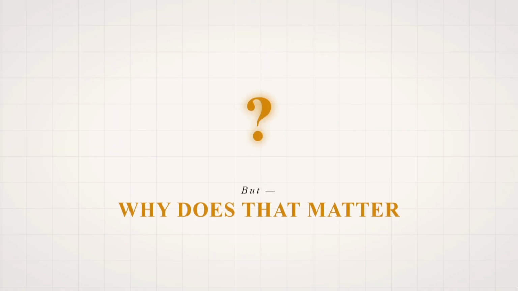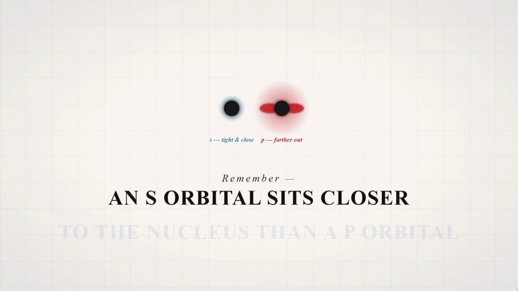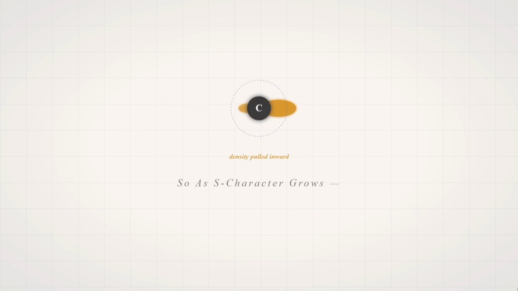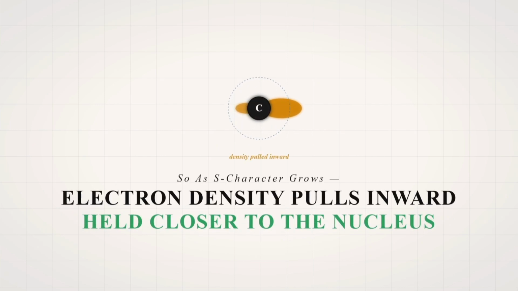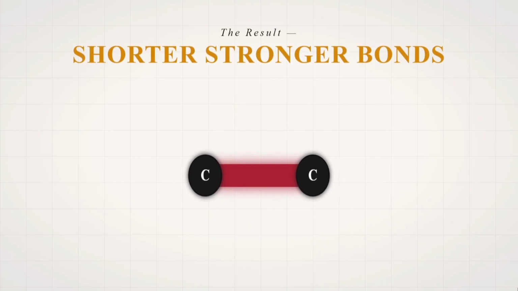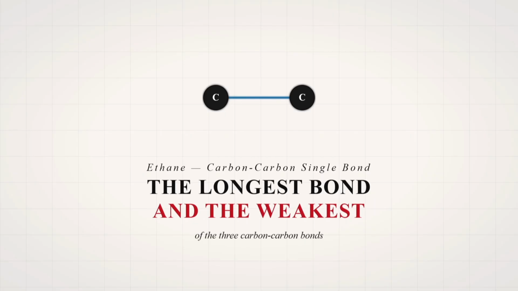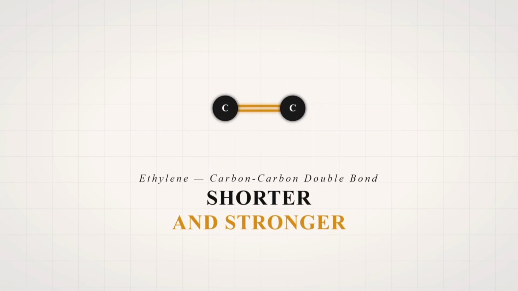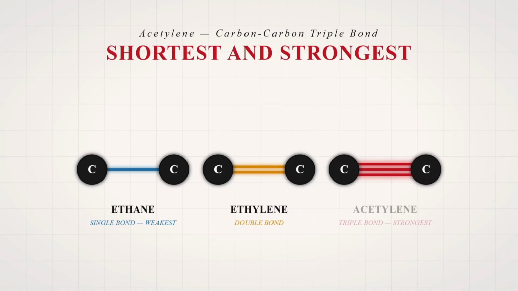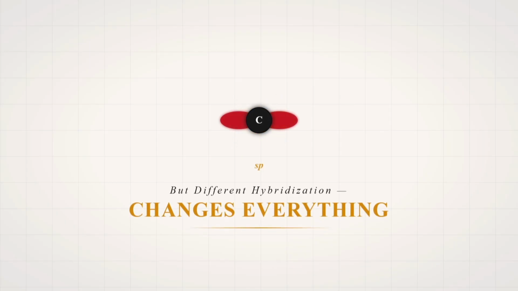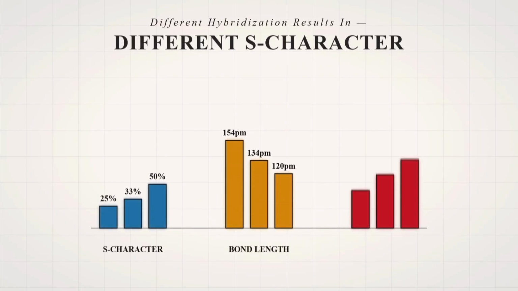But why does that matter? Remember, an s orbital has its electron density concentrated closer to the nucleus than a p orbital. So as a hybrid orbital gains more s character, its electron density is held closer to the nucleus, and bonds get progressively shorter and stronger. The carbon-carbon bond in ethane is the longest and weakest of the three. The bond in ethylene is shorter and stronger, and the bond in acetylene is the shortest and strongest carbon-carbon bond of them all. Same two carbon atoms. But different hybridization results in different s character, bond length, and bond strength.